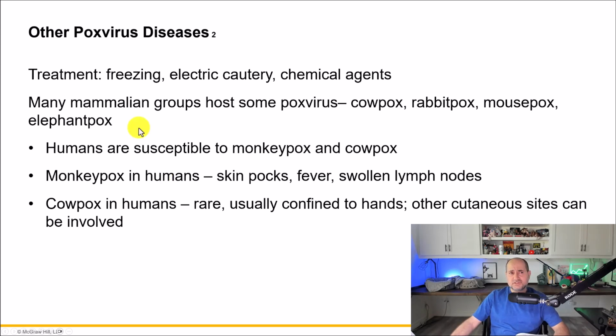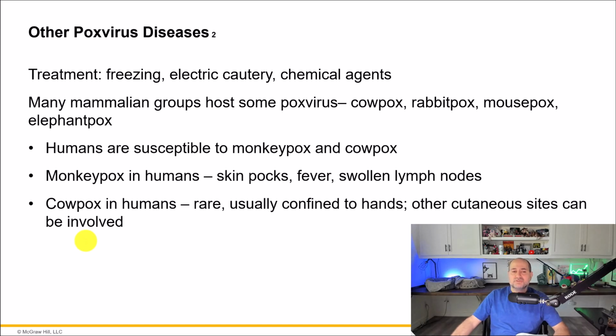And here are some other pox virus diseases. These are hosted by various mammalian groups. So for instance, cowpox, rabbit pox, mouse pox, elephant pox. Humans are actually susceptible to monkeypox and cowpox. Monkeypox in humans results in skin pox, fever, and swollen lymph nodes, while cowpox in humans is pretty rare and usually confined to the hands, other cutaneous sites that can be involved as well.